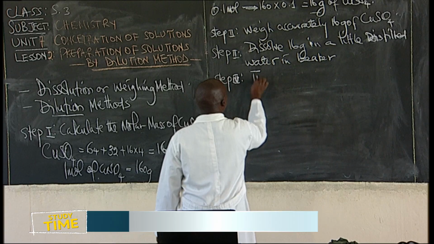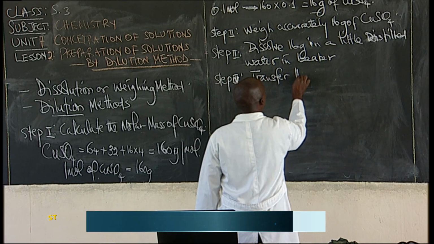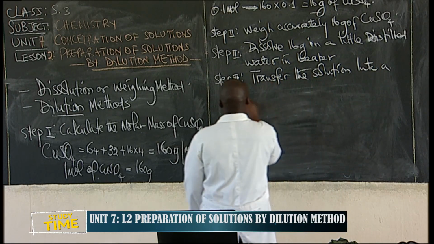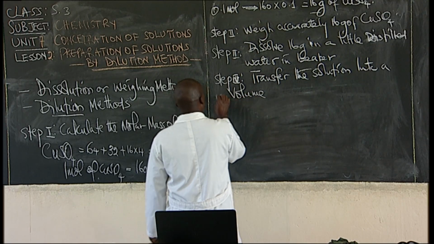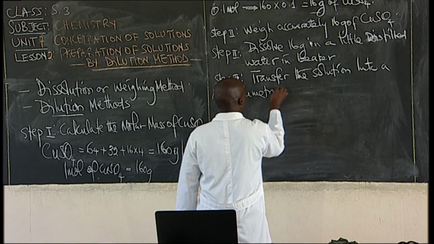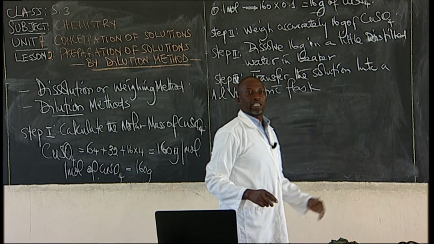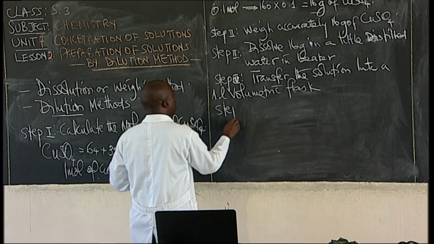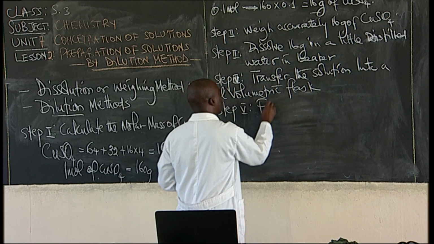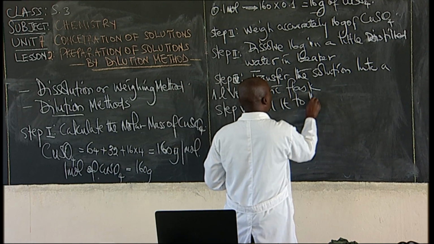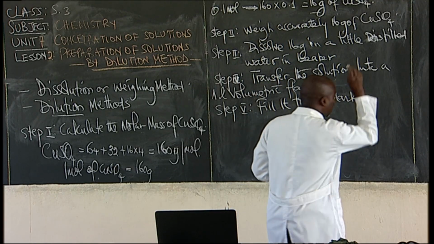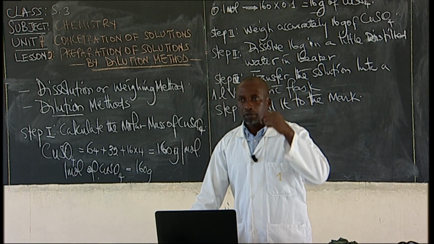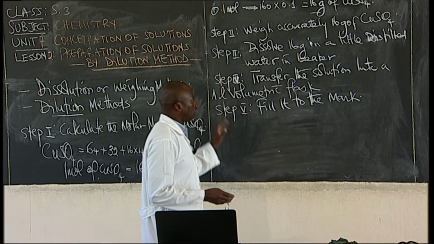You need to transfer the solution into a 1 liter volumetric flask. Then fill it up to the mark, that is step number 5. Make sure you fill it to the mark accurately.